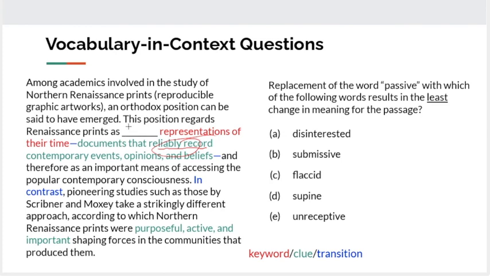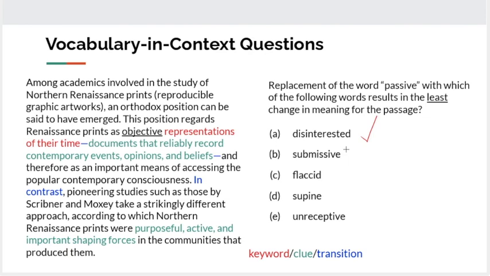So we could say objective. So objective as opposed to subjective. So if they're reliably recording something, it's kind of like a scientific instrument. They're just taking something down. They're not putting their own spin or their own interpretation or shaping forces on it. So we use that word. We look to the answer choices.